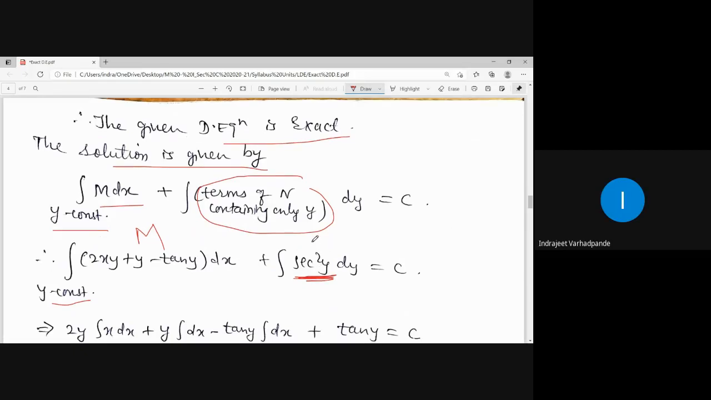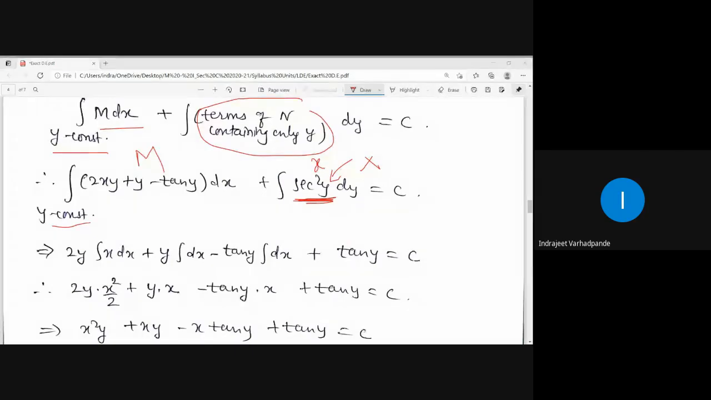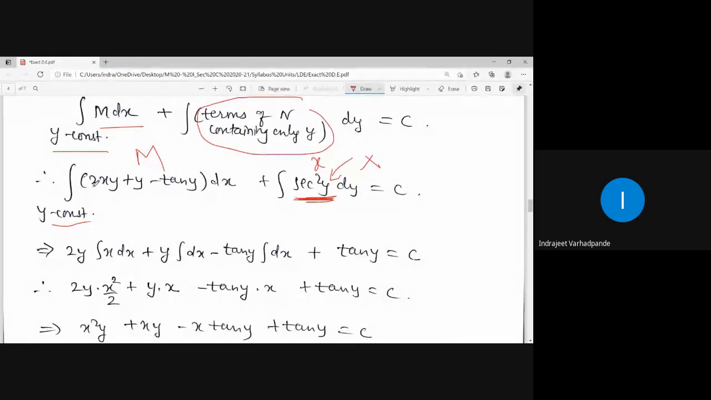I have not taken the other terms because those are containing x, and here I want the term which is free from x, which should not contain x. Now y is to be kept as constant, so integration is to be taken with respect to x: 2 and y can be taken outside, integration of x dx, plus y outside, integration of dx, minus tan y outside, integration of dx. So this is how integration with respect to x will be done, keeping y constant, plus integration of sec square y, which is tan y.